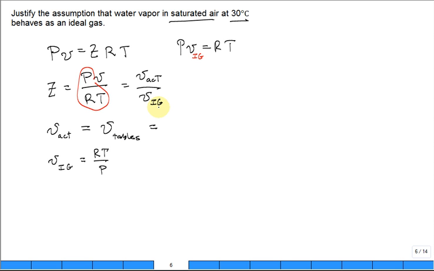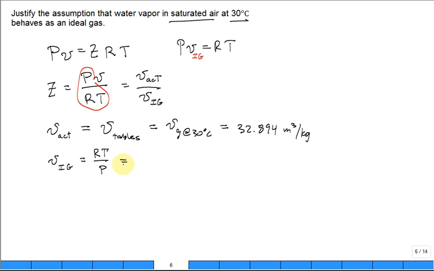So how do you get the specific volume of saturated vapor? Water vapor, it's in saturated air at 30 degrees C. What is that? V sub F or V sub G? V sub G at 30 degrees C. True? And then let's go ahead and report that value: 32.894 meters cubed per kilogram.